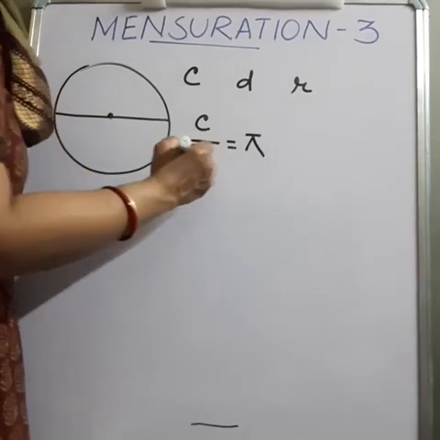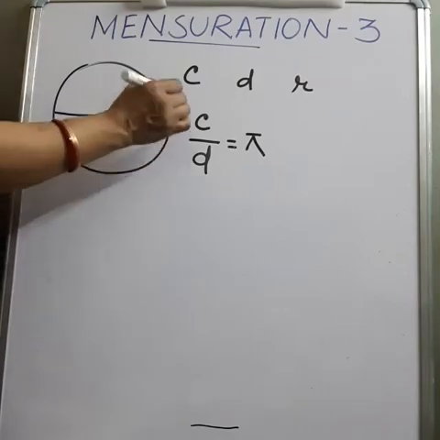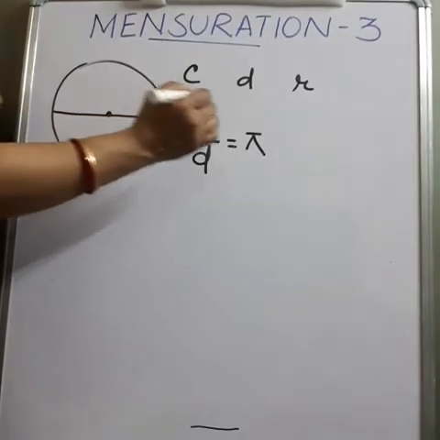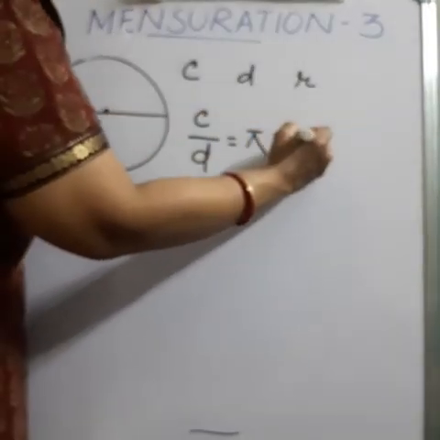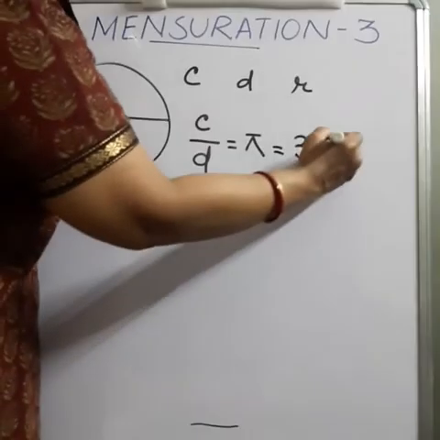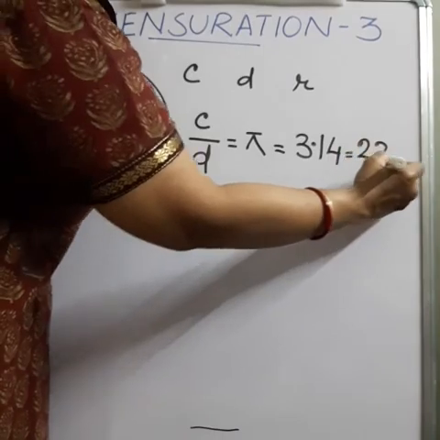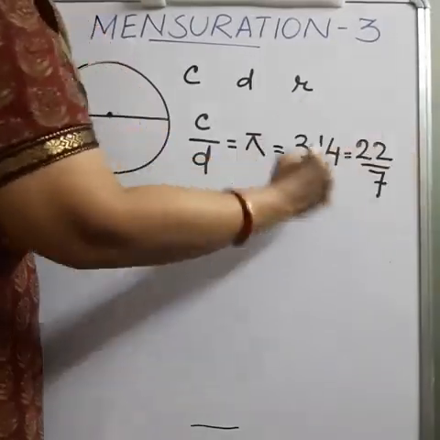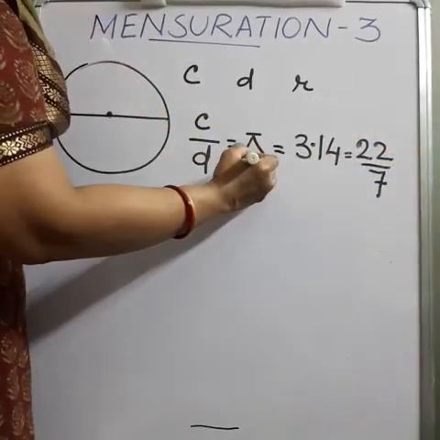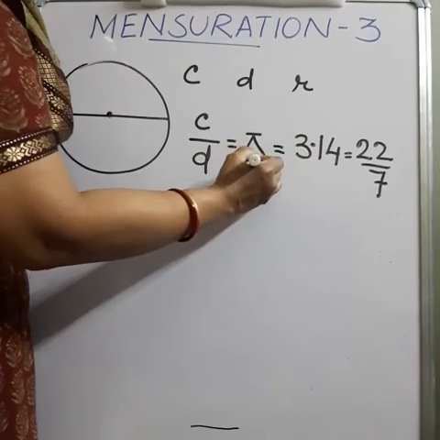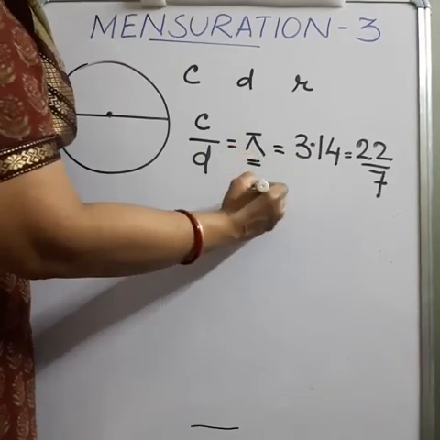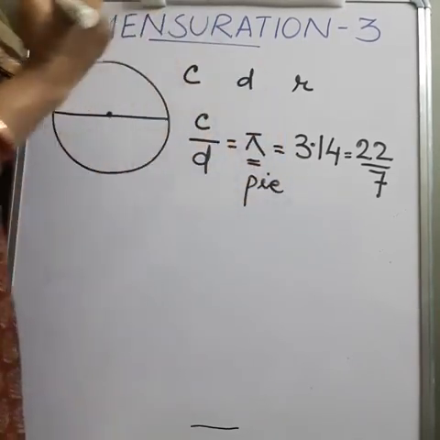For any circle, if you divide the circumference by the diameter, you will get approximately 3.14 or 22 by 7. This number is constant and called pi, and the sign is like this.